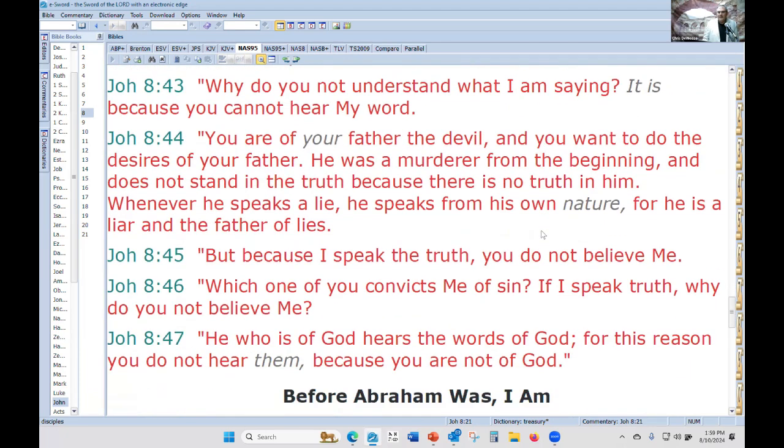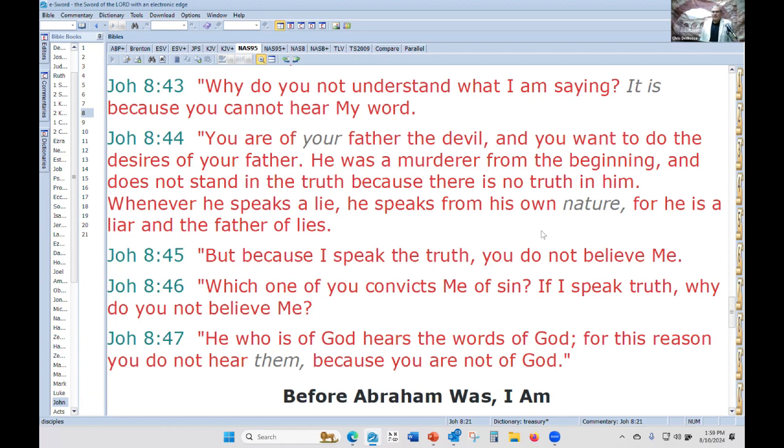You are of your father, the devil. Point to Emma, right? Okay. And you want to do the desires of your father. He was a murderer from the beginning and does not stand in the truth because there's no truth in him. When he told Eve, surely you will not die, he murdered her. He was the murderer, right? And then their offspring follows suit. The bad line of Cain follows suit and does not stand in the truth because there's no truth in him.